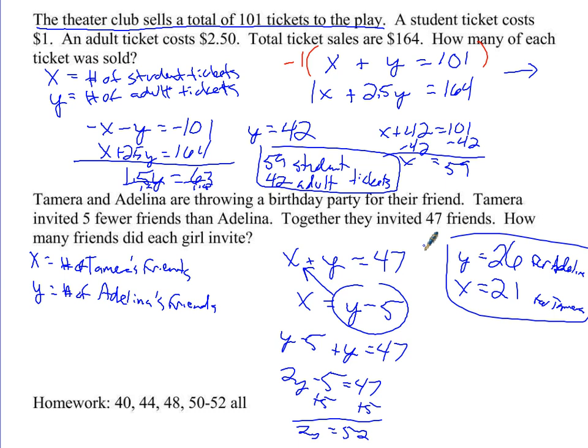This one's tricky because of that second equation. They give you some wacky thing that you have to really decipher. So be careful when you're writing that second equation. And then when you're checking, make sure that you understand who's who. You won't understand who's who if you didn't write this down to begin with. So write that down, and then you'll be able to say, okay, Adelina had 26 and Tamara had 21, and it says Adelina had more friends. And that's what I wound up with here, so I must have done this correctly.